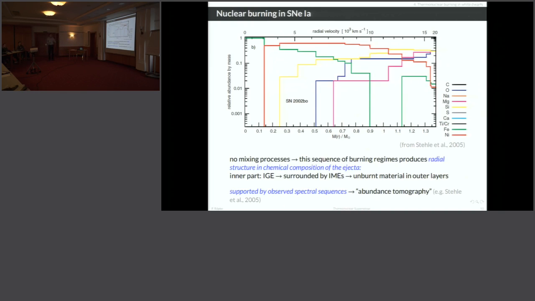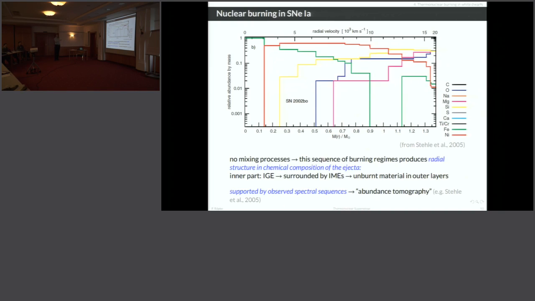If you neglect all mixing processes due to hydrodynamic instabilities, this sequence of different burning stages by reaching lower and lower fuel densities, of course, produces a radial structure in the chemical composition of the ejecta. So we will have in the center iron group material, because burning took place at the highest densities, and this is surrounded by a layer of intermediate mass elements, and in the outer layer you may have unburned material. Now, this is actually seen in real type 1a supernovae.